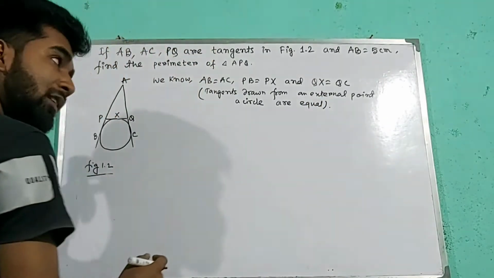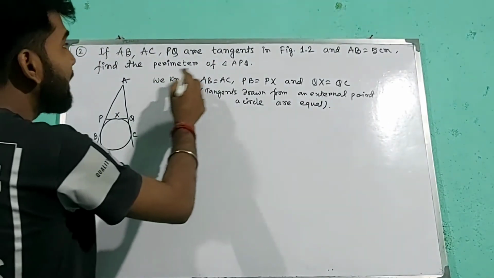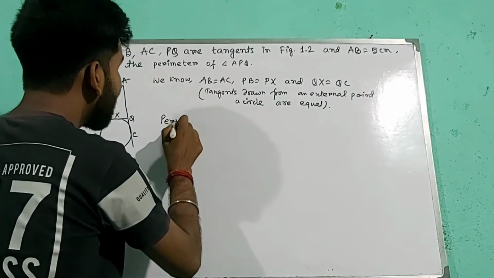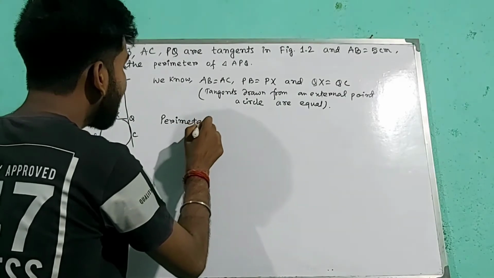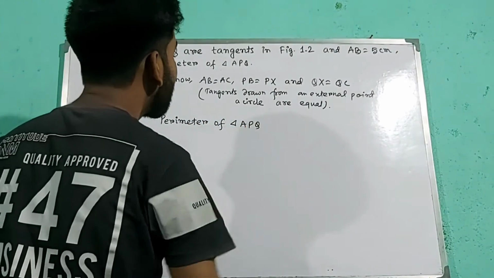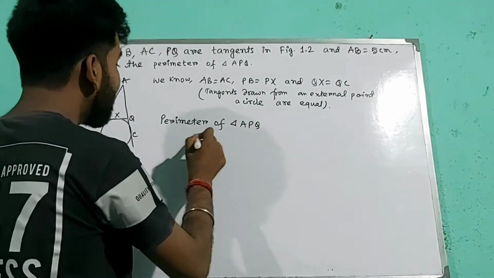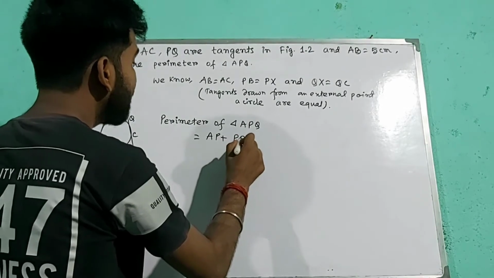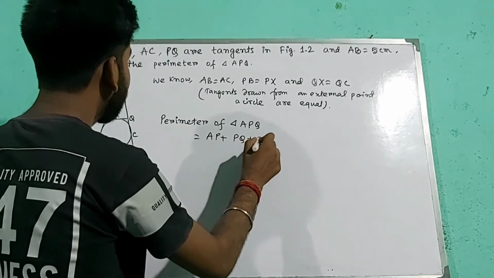Now just proceed to find the perimeter of triangle APQ. Now you see, the perimeter of triangle APQ, what will it be? As I told you from your early classes, AP plus PQ plus AQ.